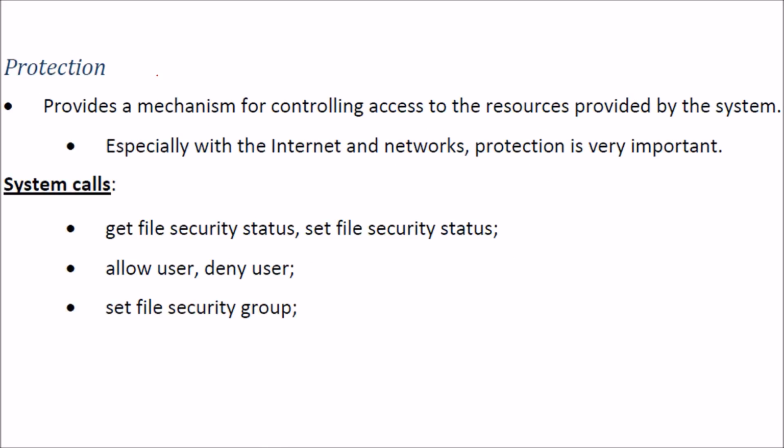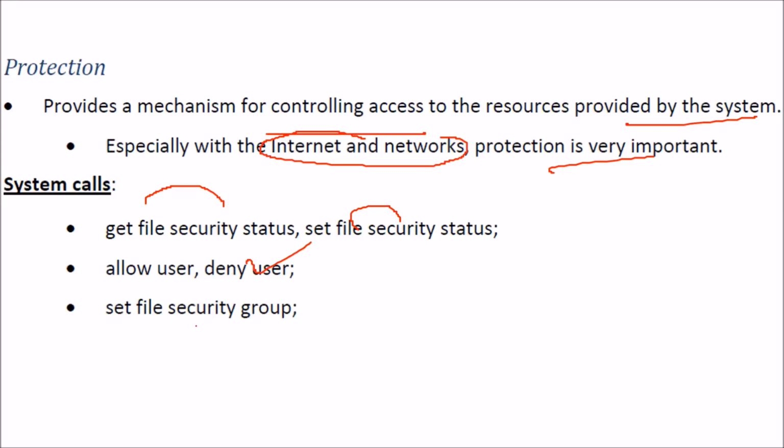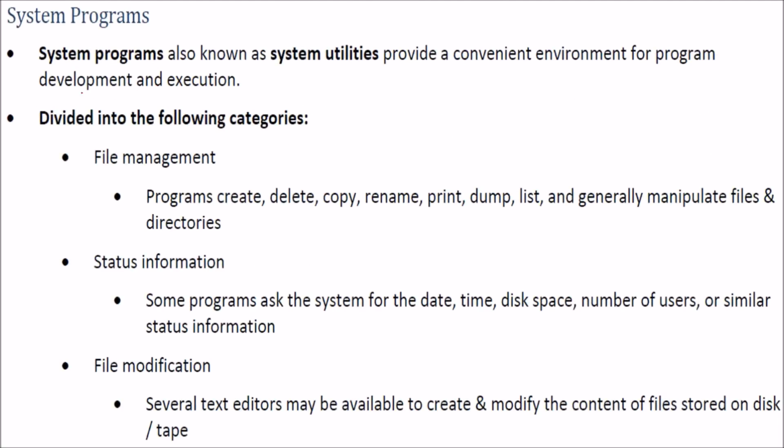Then protection. In order to control access, we need to provide a mechanism to control access to the resources provided by the system. Especially when you are working on the internet and networks, protection becomes very important. The system calls here are get file security status, set file security status, allow user, deny user, set file security group, and so on.